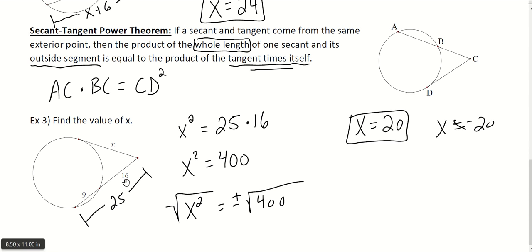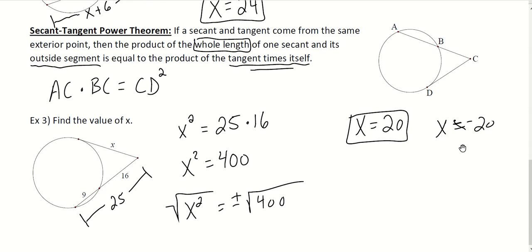Okay, so the whole secant, 9 plus 16 is 25, multiplied by the outside segment, which is 16, so 25 times 16, is equal to the tangent multiplied by itself, that is x times x, or x squared. So we get x squared equals 25 times 16 is 400. Take the square root of both sides. Now remember, when we're solving for a variable and we take the square root, we do need to say plus or minus. On this particular problem, x cannot be negative 20. When we take the square root of 400, we do get 20.